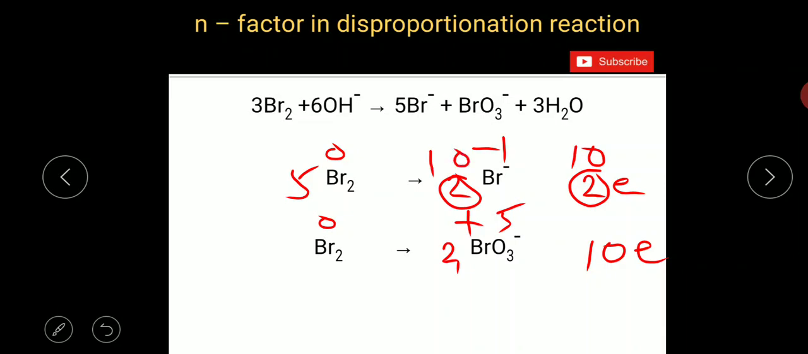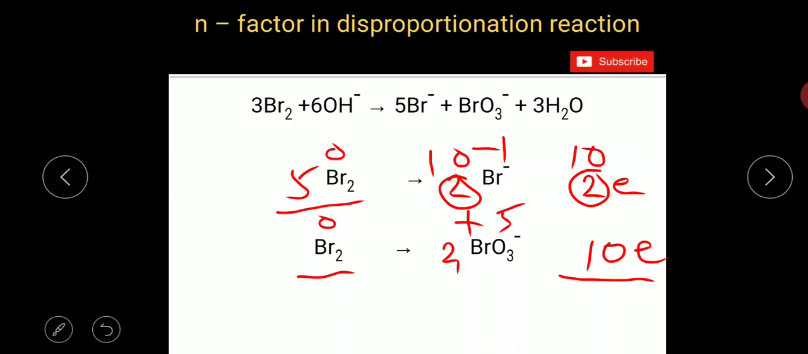So you see now how many moles of electrons got transferred? Within bromine, 10 moles of electrons got transferred. But how many moles of bromines we have? Here 5, here 1. Total 6 moles of bromines you have.